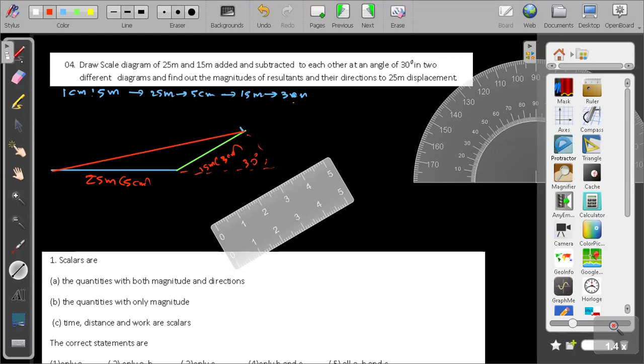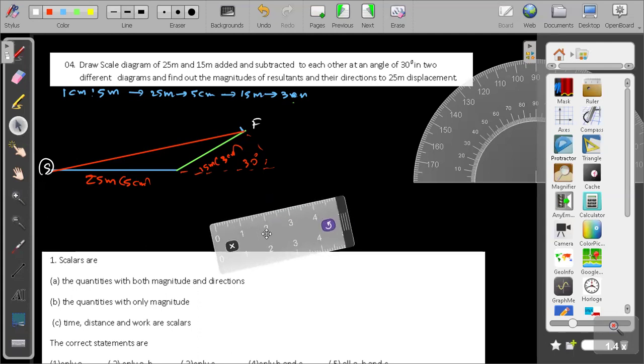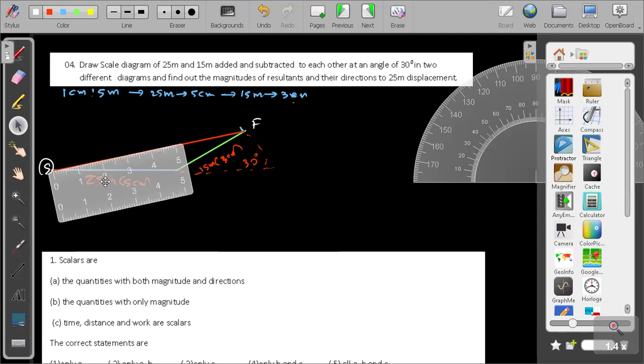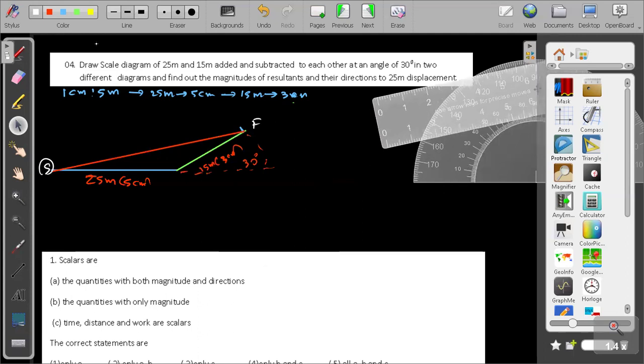Now I can draw the final resultant from the starting to the finish, like this. This is the starting point and this is the finishing point. Now there is a certain length. I can measure the length. Length is nearly 7.8 centimeters. So according to this scale, you have to magnify by 5. So R equals 7.8 multiplied by 5, nearly 39 meters.